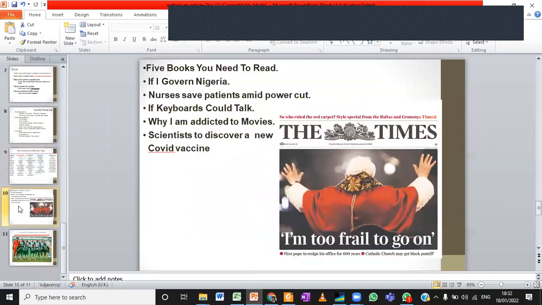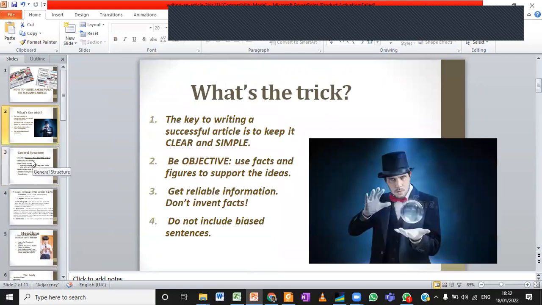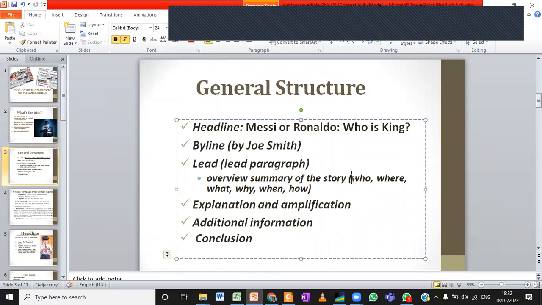Okay? Now, take a look at some of these topics. 5 books you need to read. If I Govern Nigeria. All these are articles. Scientists to discover a new COVID vaccine. Okay? So let's pick it up. Once you get the topic, the first thing is to write this: the who, the where, the what, the why, the when, and the how.